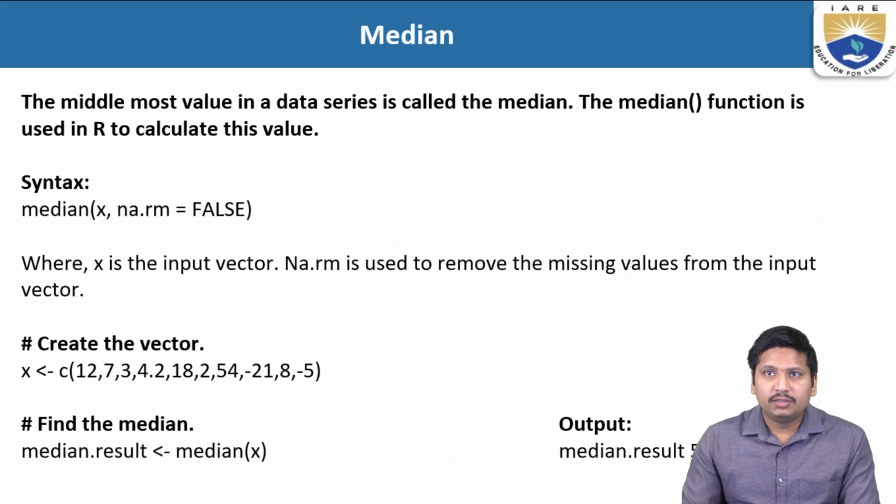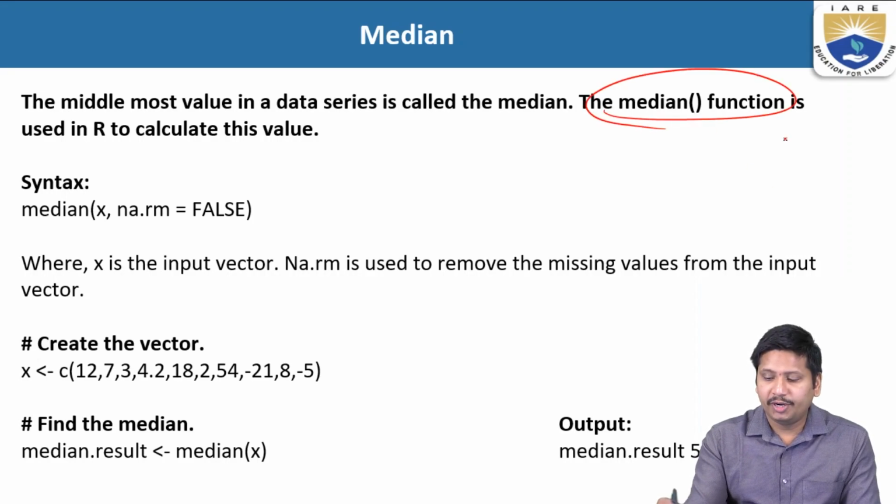And next one is the median. Median is the middle value in the data series. In order to calculate the median, I'm going to use a function called median, which is used to calculate this value in R programming.